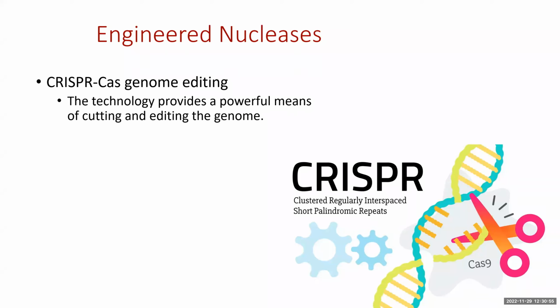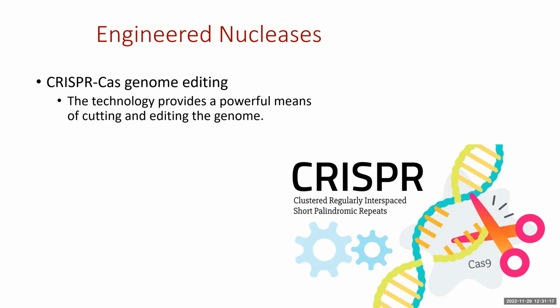CRISPR is a new process for trying to edit DNA. The CRISPR-Cas9 genome editing system allows you to insert specific changes at specific locations. This helps get rid of things like off-target effects, where you have an insertion where you don't want it to be, which is one of the main problems with viruses.